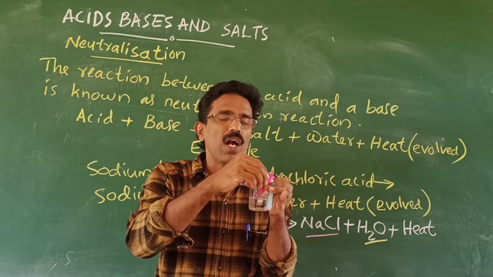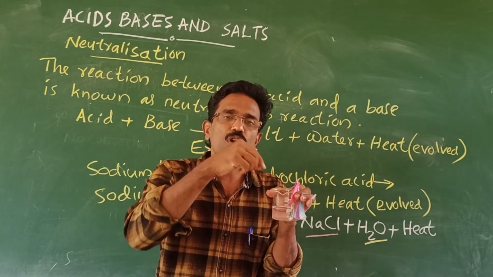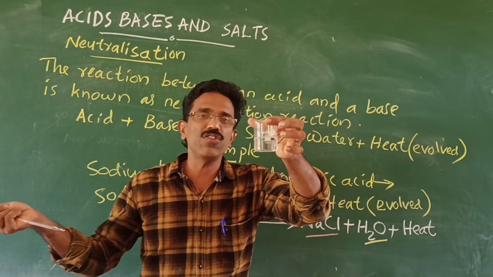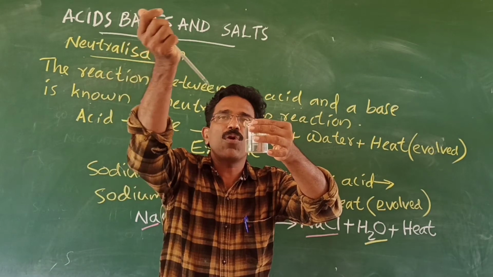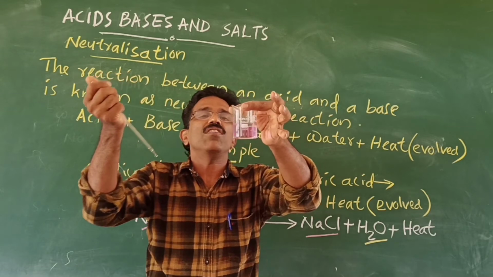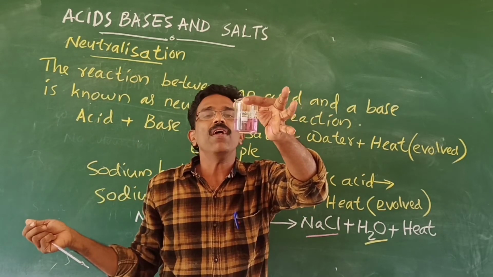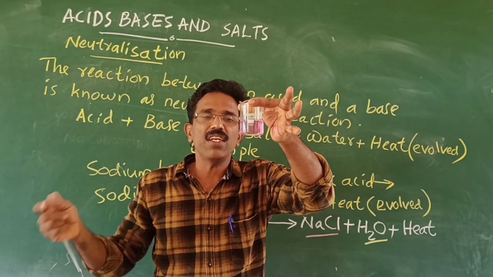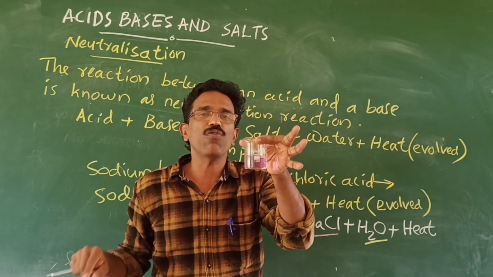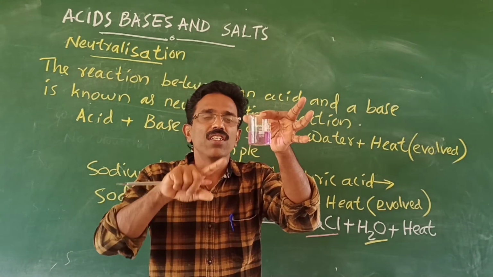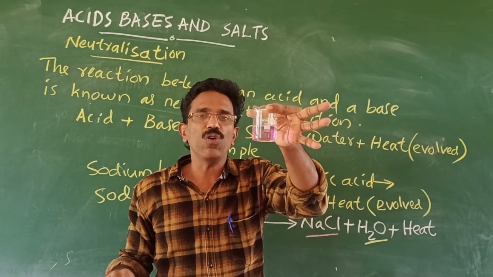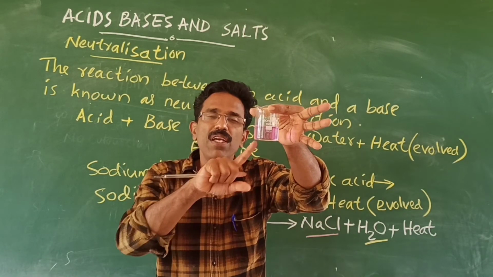Now let us see what happens if we add one more drop of sodium hydroxide solution. Into this neutral solution I am adding one more drop of sodium hydroxide. See, the solution again becomes pink. What is the meaning of that? This solution is basic in nature. Now the amount of base is more. That is why phenolphthalein gives pink coloration with the base. So now the solution is slightly basic.